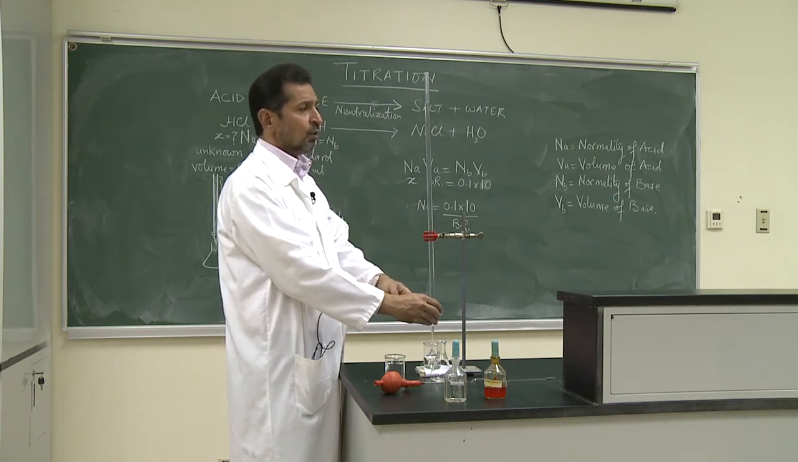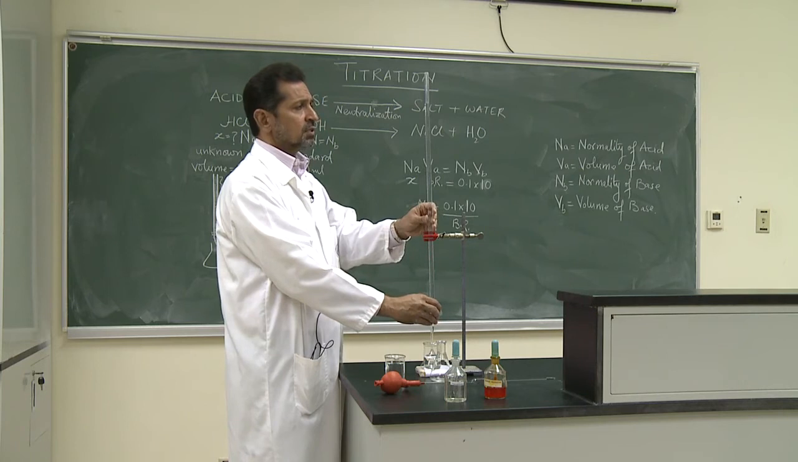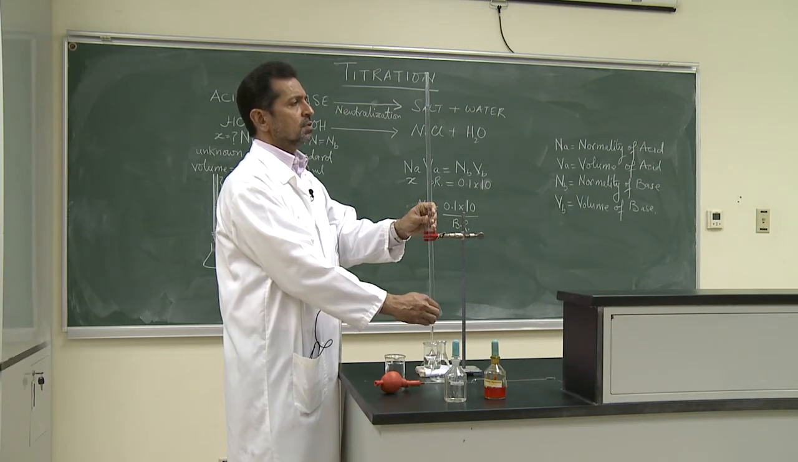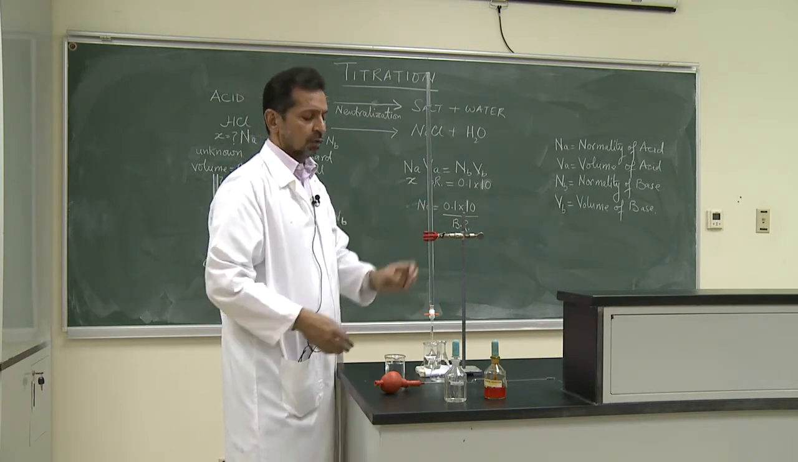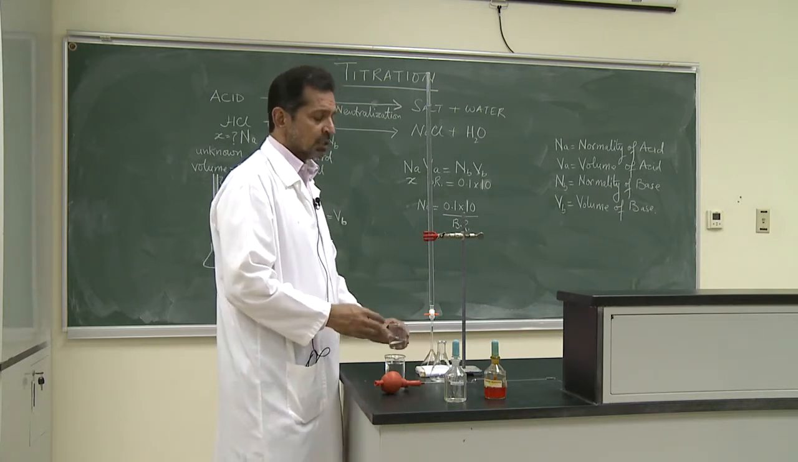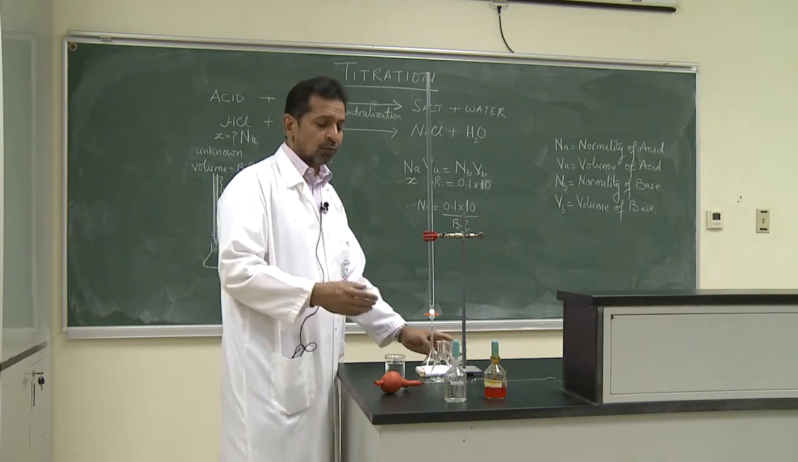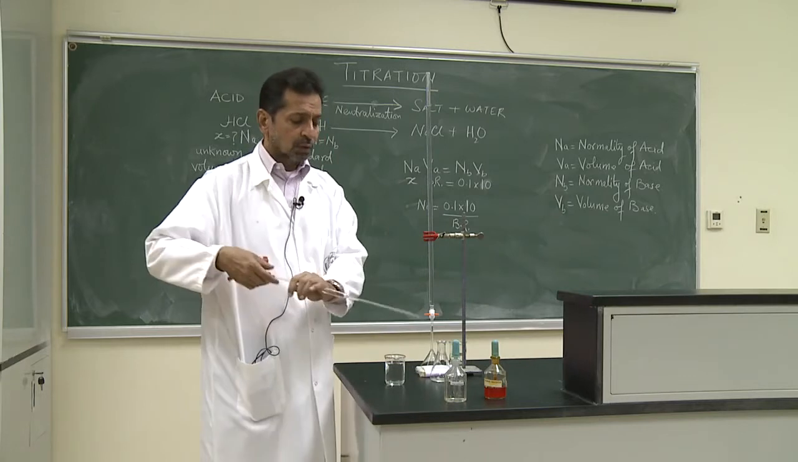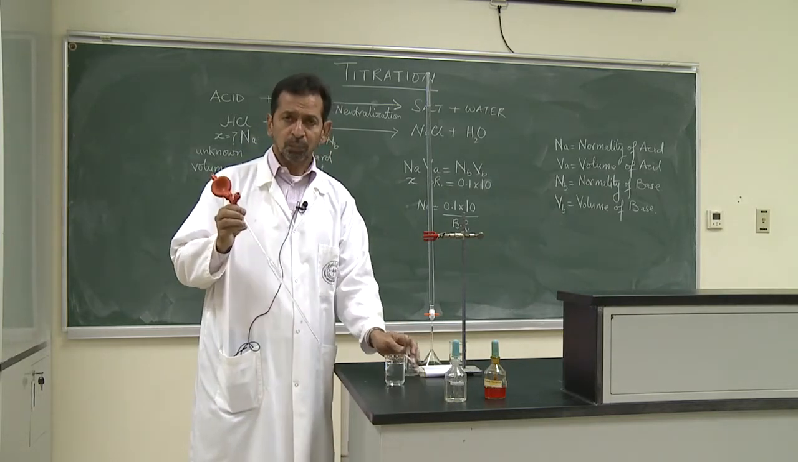You can see here down on my hand, I am opening the jet slowly, and then the solution will come down, and we have to close the jet when it reaches 0. Now it is 0, and I close the jet, the knob, to stop the level. After taking the acid in the burette, we have to take the base in the conical flask through the pipette.